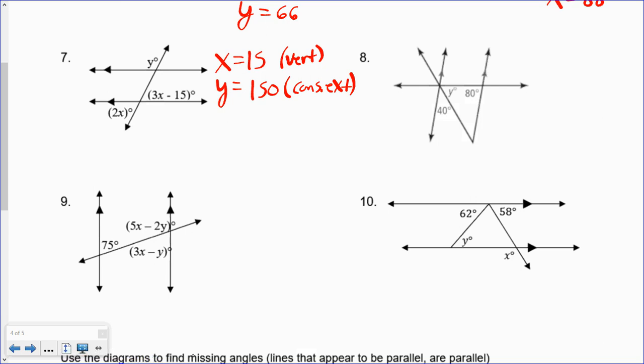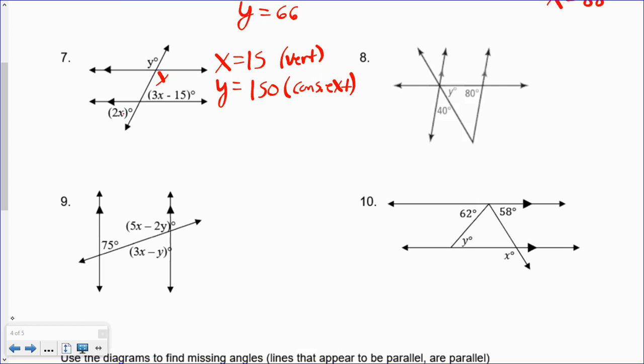Hopefully you guys have at least finished number 7. Should have gotten something like that. Although there are other ways you can find them besides the ones that I use. I use vertical angles to solve for x. Then I plugged in x, moved the y here, and did consecutive exterior angles. You could also do consecutive interior. That doesn't matter. But you should get 15 and 150.